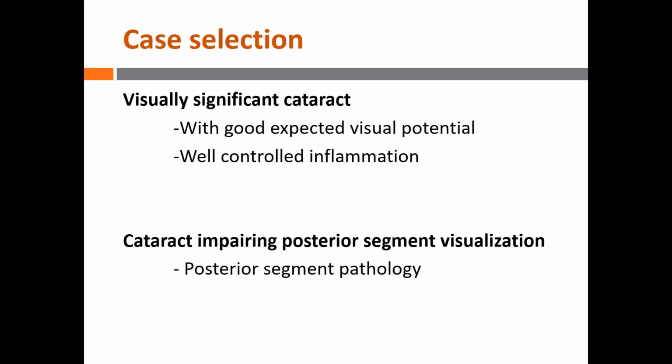As we said earlier, in case selection, we have two categories of patients. Category one are patients who have visually significant cataract, but their inflammation is well under control. So we can expect a good visual potential in these patients. In category two, these are patients who have cataract impairing posterior segment visualization, and there is a posterior segment pathology. Because of the cataract, you don't know what's happening in the posterior segment, and we have to operate on this patient to decide the further course of treatment.